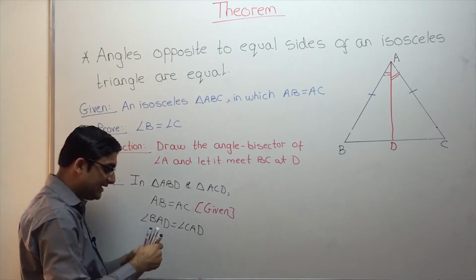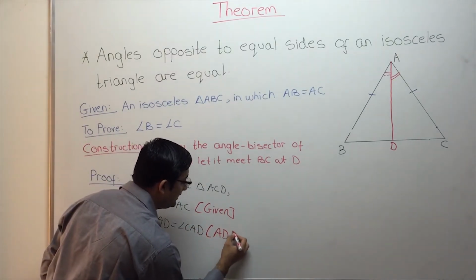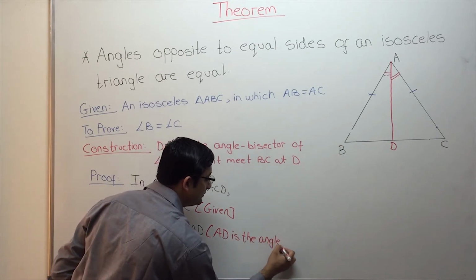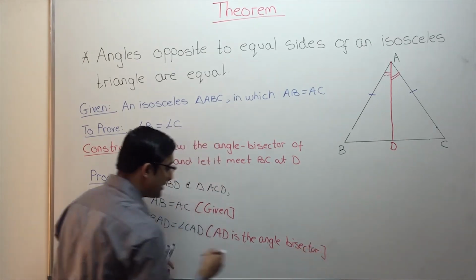Why? Because AD is the angle bisector. So you can write over here, reason: AD is the angle bisector. So these two angles are equal.